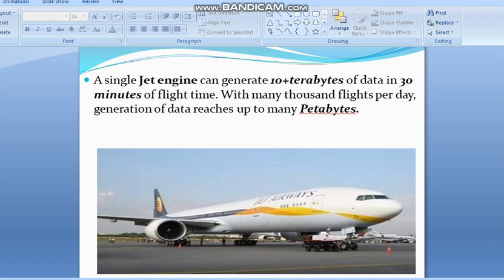Then jet engines. A jet engine generates more than 10 terabytes of data in 30 minutes of flight time. With many thousands of flights per day, the data generated reaches up to many petabytes. You always book a flight on Make My Trip or Indigo, Jet Airways and many airlines, so a huge amount of data is generated. It reaches up to petabytes.